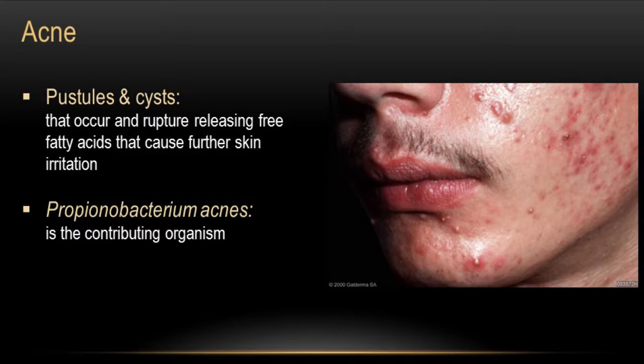Acne vulgaris. What's acne? Acne is these pustules and cysts that occur and rupture, releasing free fatty acids that cause further skin irritation. And actually, there is an organism that contributes to the pathophysiology of this acne. It's called Propionibacterium acnes. It's an anaerobic organism, and it contributes to this process of acne, which, of course, has another element, which is a hormonal component to acne. So acne has a hormonal component, too much androgenic activity, and a bacterial component, Propionibacterium acnes.